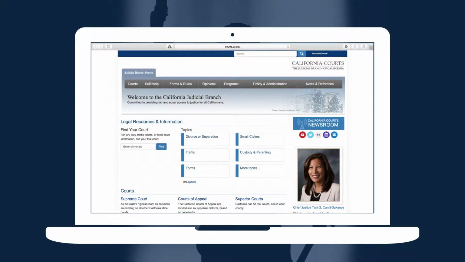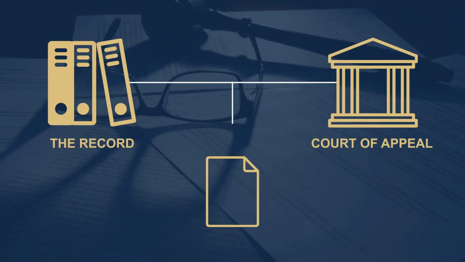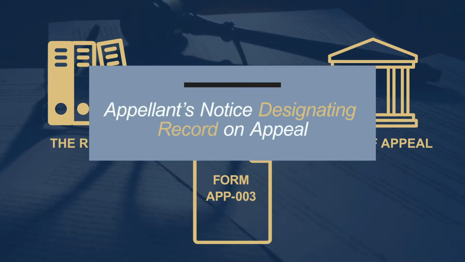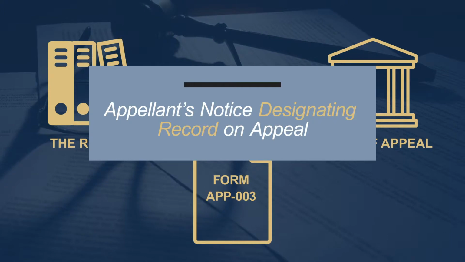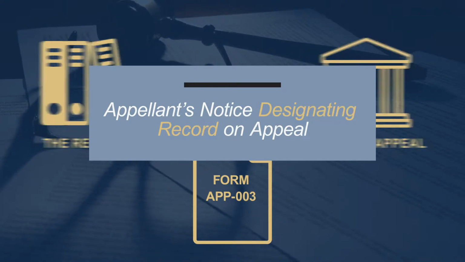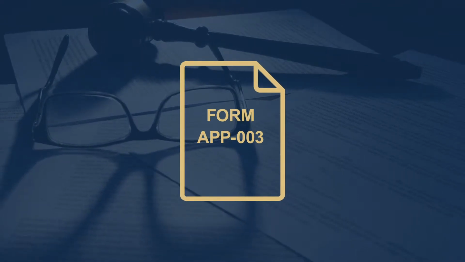Now that we've reviewed the process for designating the record, let's discuss how you'll do it. To designate the record on appeal, you'll use Form APP-003. This form is called Appellant's Notice Designating Record on Appeal for an unlimited civil case. For the rest of this video, we'll be talking through each section of the form, so it will help to have a copy with you while you watch.